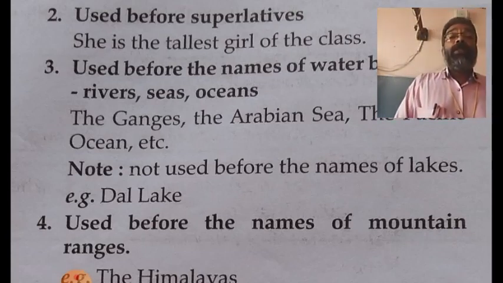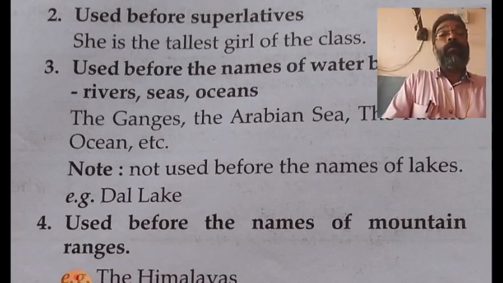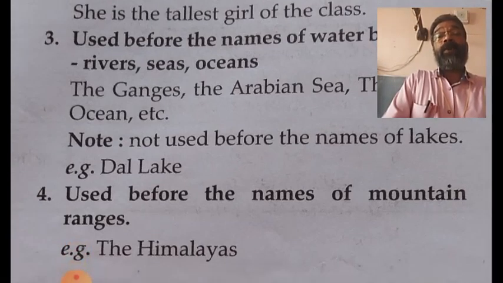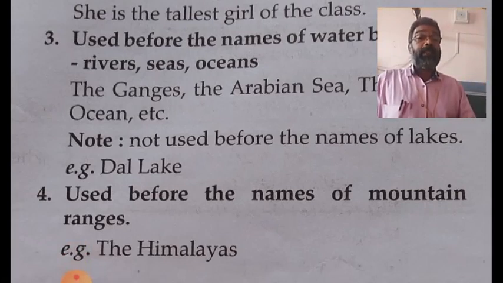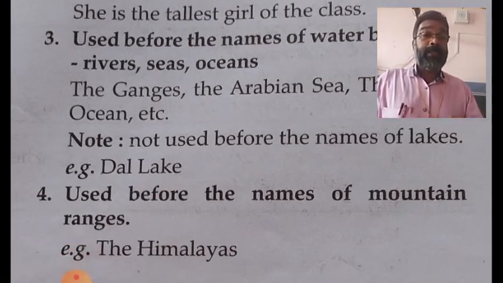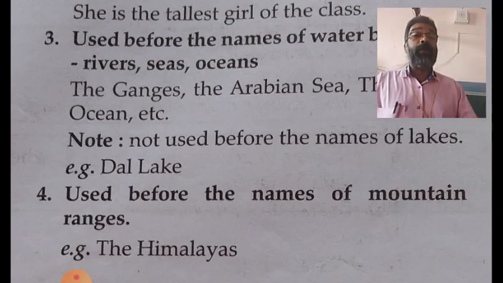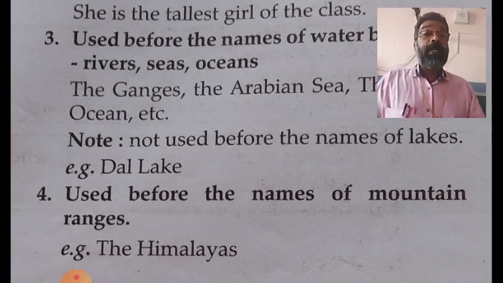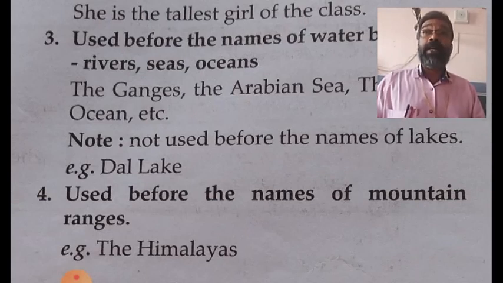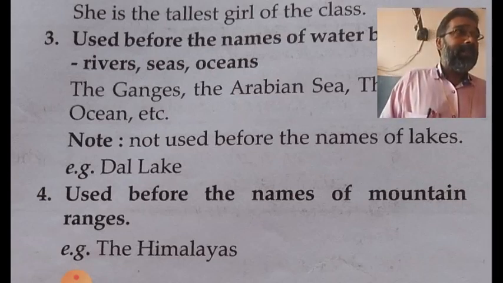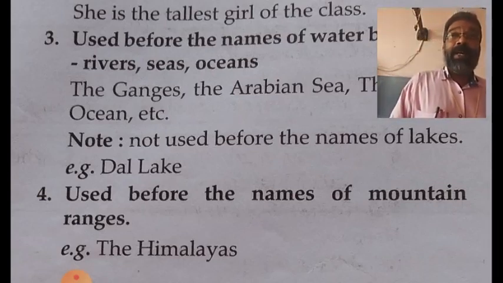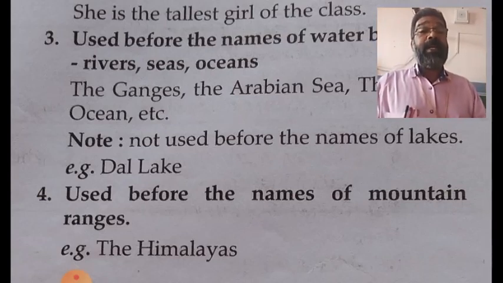Next use, used before the names of mountain ranges. Here also you should keep in mind: mountain ranges, not mountain peaks or just mountain. The is used before mountain ranges. The Himalayas, Himalayas is a mountain range. The Aravalli ranges. So the Himalayas, the Aravalli ranges.